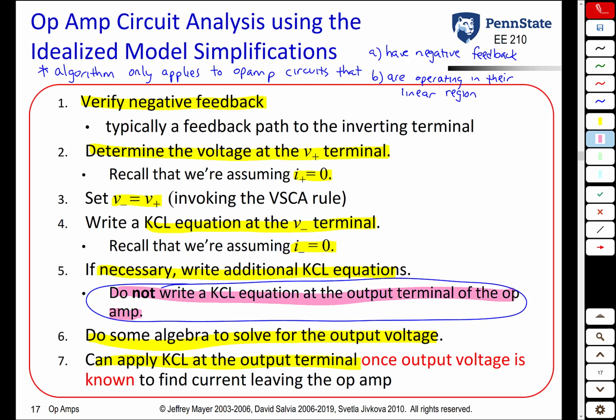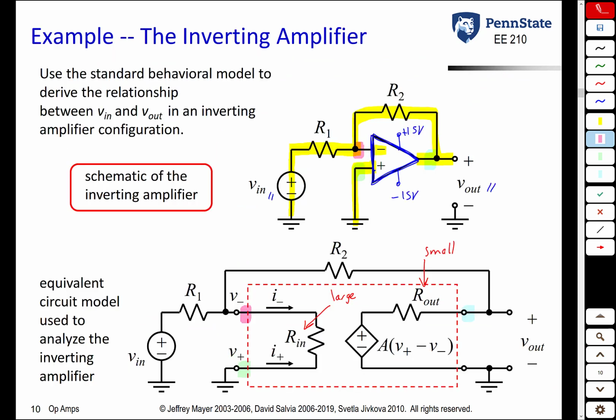Let's go back to the inverting amplifier example we did last class. In an inverting amplifier, you basically have a resistor R1 connected between the input signal and the inverting terminal of the op-amp, and another resistor R2 connected between the inverting terminal of the op-amp and the output terminal of the op-amp.